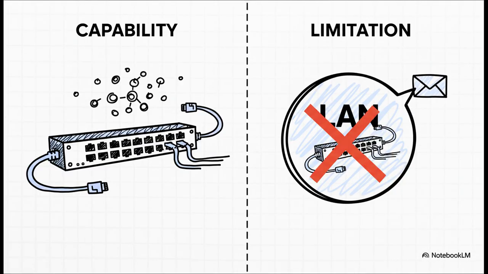And because a switch is built specifically for this job, its design makes total sense. It has tons of ports, you'll often see them with 24 or even 48, so you can plug in a whole bunch of computers. But here's its key limitation. It only understands the local language. It has absolutely no idea how to send a message to a different network. It just doesn't speak that language.